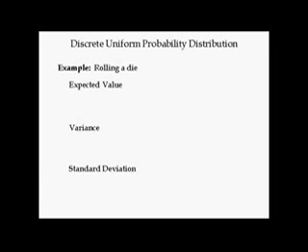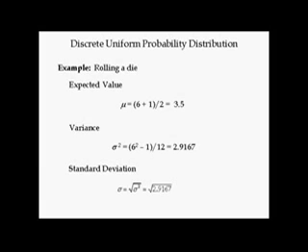For our die example, n equals 6, hence the expected value is the sum of 6 and 1 divided by 2, which is 3.5. The variance is 6 squared minus 1, divided by 12, which is 2.9167. The standard deviation is the positive square root of the variance, which is 1.708.